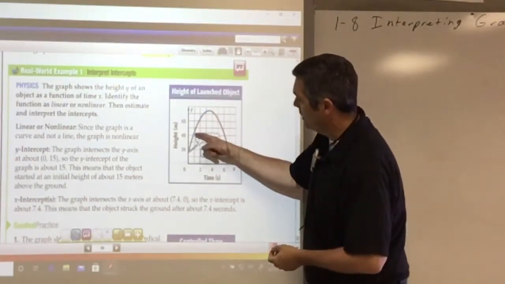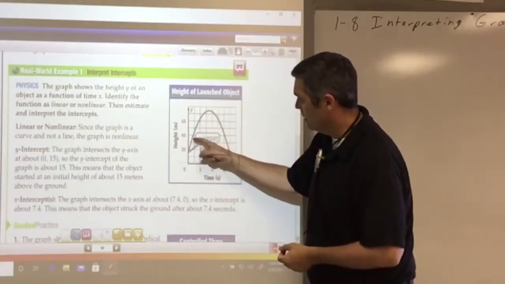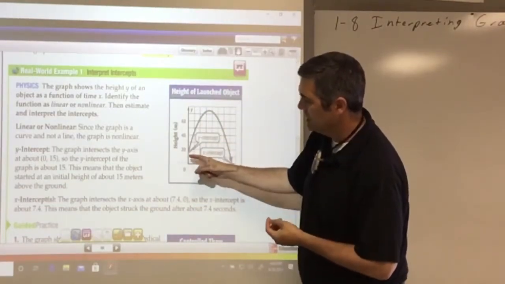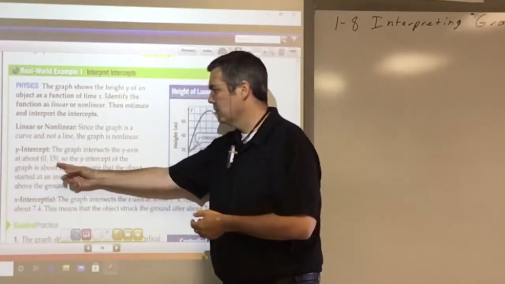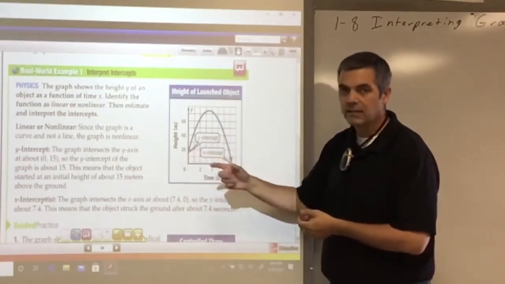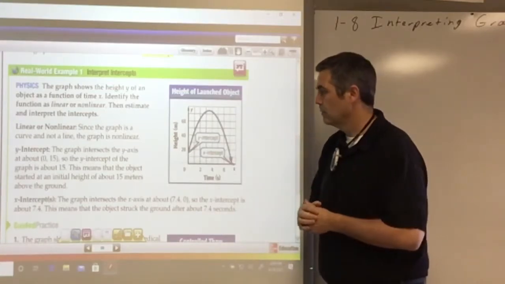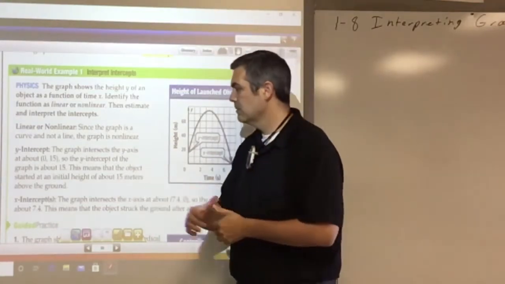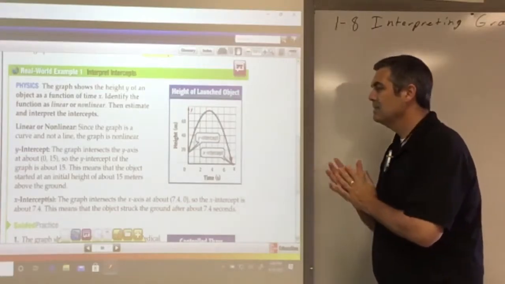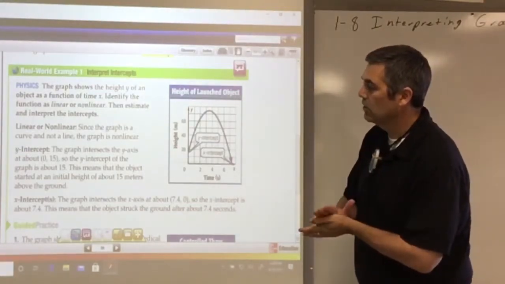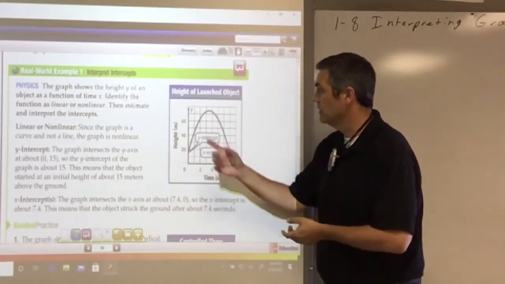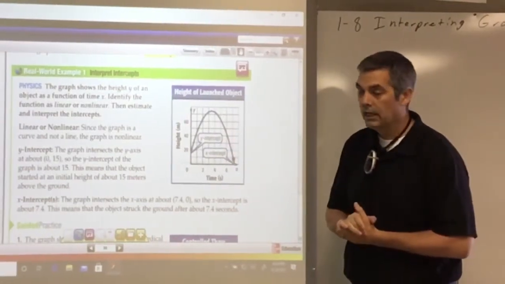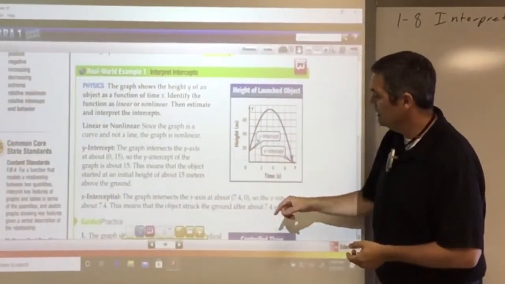So since our line crosses here at about, what, 0, 15 is what they say. The graph intersects the y-axis at about 0, 15. Okay, that's our y-intercept. That's what we're looking at. So the y-intercept of the graph is about 15. This means that the object started at an initial height of about 15 meters above the ground. So this is the height of a launched object. It started at about 15 meters above the ground.